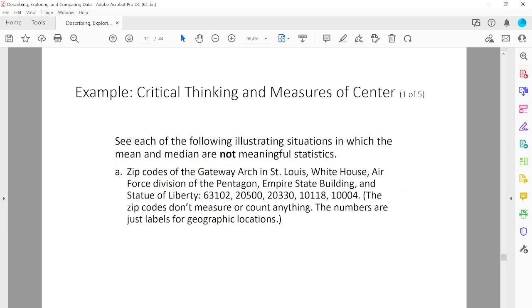One example: let's say you have zip codes. This is the data for the zip codes of the Gateway Arch in St. Louis, the White House, the Air Force Division of the Pentagon, the Empire State Building, and the Statue of Liberty. These are the zip codes for 5 different locations. Even though you can measure the center, it doesn't make sense, because these are just zip codes. Zip codes don't measure or count anything. The numbers are just labels for geographical locations.